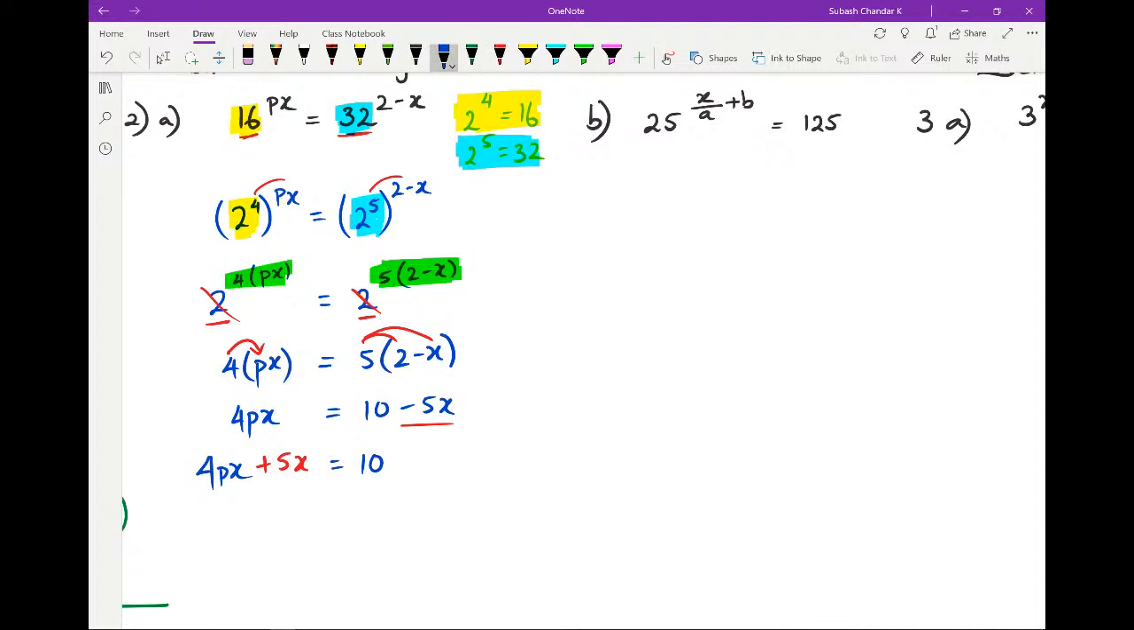10. So at this point, we can't really combine 4px and 5x, but what we can do is take x out as a common factor. All right, so that's what I'm going to do. I'm going to take x out as a common factor, which means this is going to be 4p plus 5 equals 10. And now I can actually write x by itself. So x is equal to 10 over 4p plus 5.